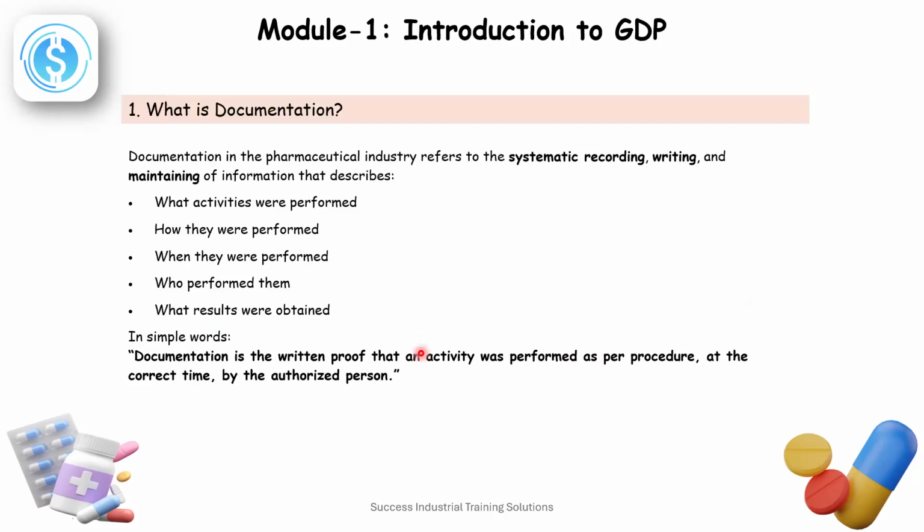So let's begin. First, we will discuss what is documentation. Documentation means writing down all the activities in a clear and accurate way. It explains what was done, how it was done, when it was done, who did it, and what result was obtained after completion of the particular activity. In simple words, documentation is written proof that the work was performed correctly and as per the procedure given in the standard operating procedure.